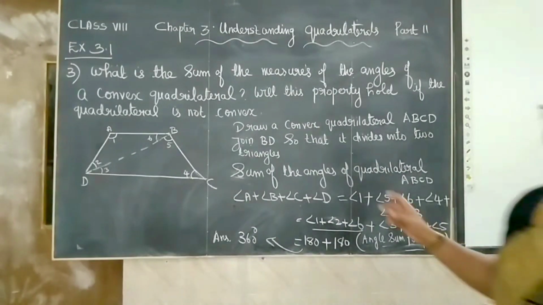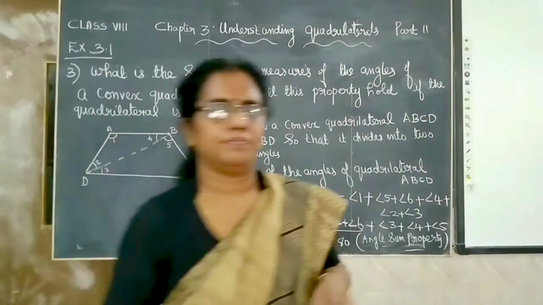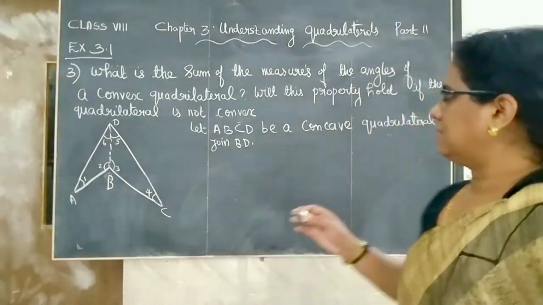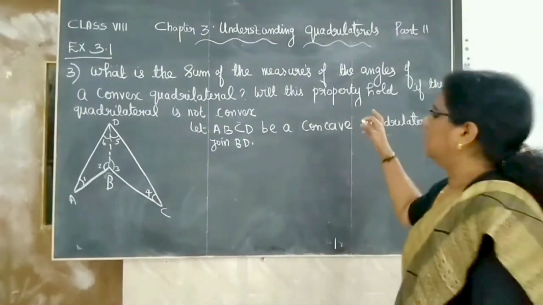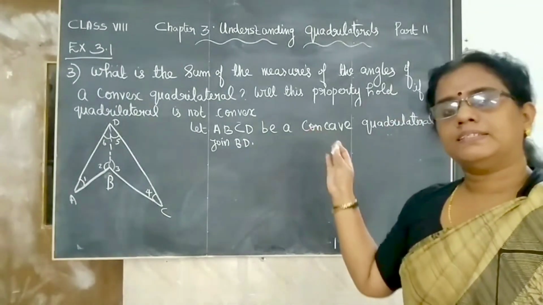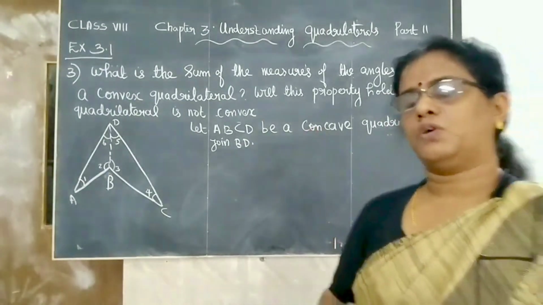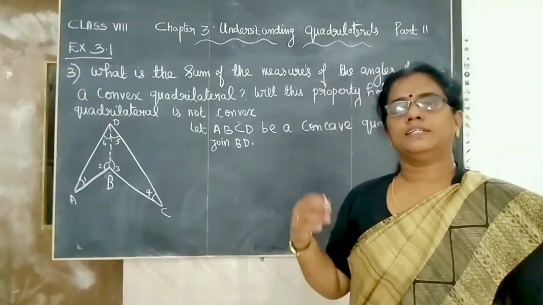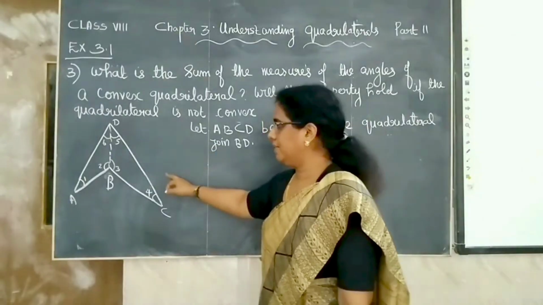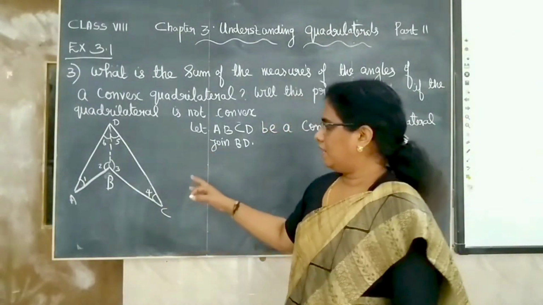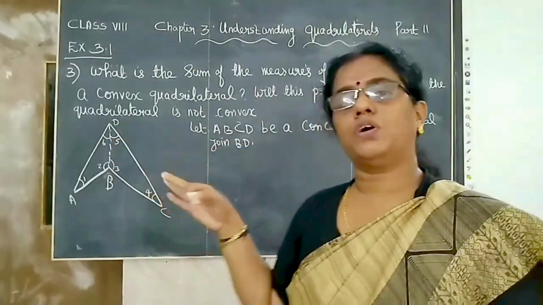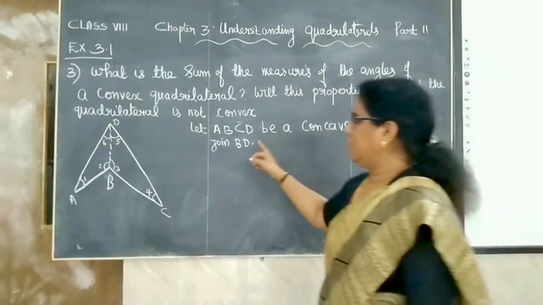Now we will discuss the second part. Will this property hold if the quadrilateral is not convex? The quadrilateral is not convex means it is a concave quadrilateral. So I have drawn a concave quadrilateral here, ABCD, and after drawing it, you have to join BD.